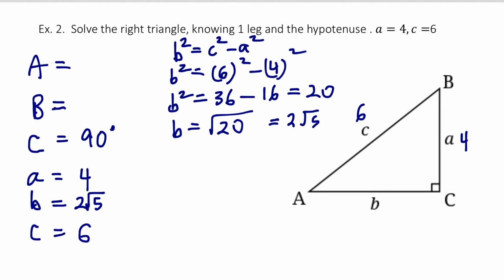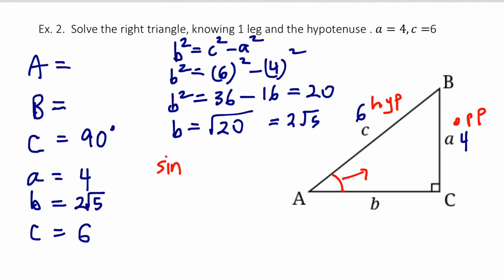So let's say I'm going to look for angle A, so that means from that perspective, this is my opposite side, and 6 would always be your hypotenuse. So that's opposite and hypotenuse, that would be sine.